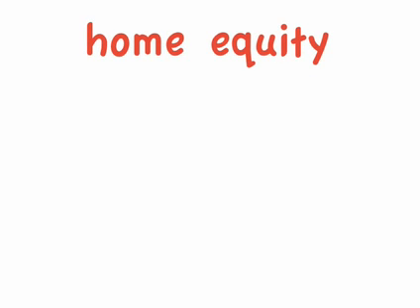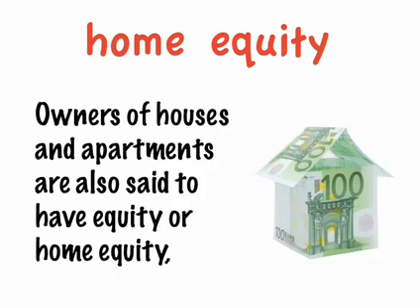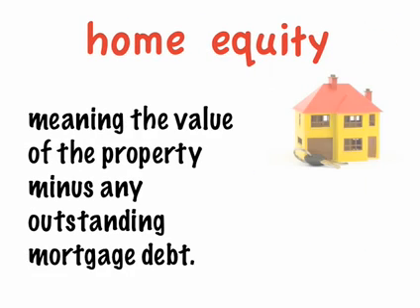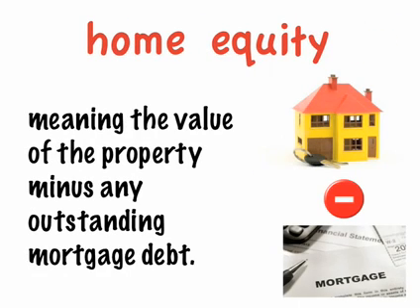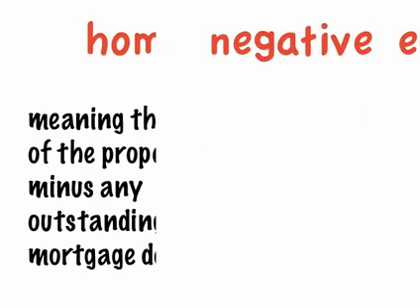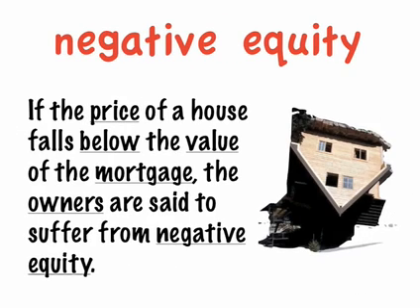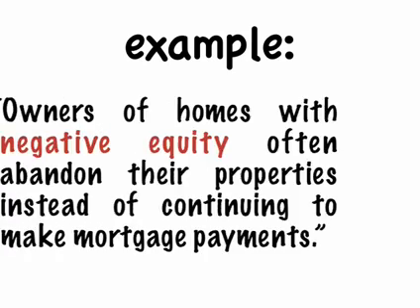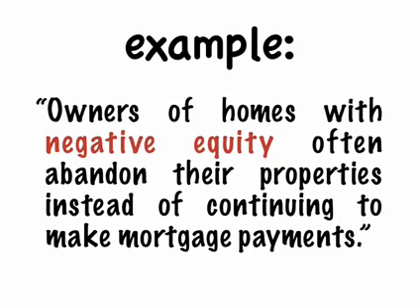Home equity. Owners of houses and apartments are also said to have equity or home equity, meaning the value of the property minus any outstanding mortgage debt. If the price of a house falls below the value of the mortgage, the owners are said to suffer from negative equity. Owners of homes with negative equity often abandon their properties instead of continuing to make mortgage payments.